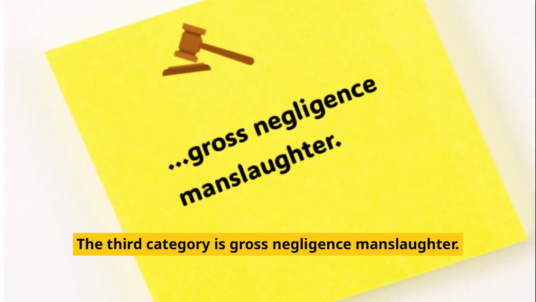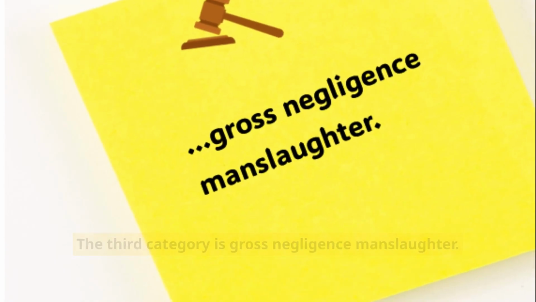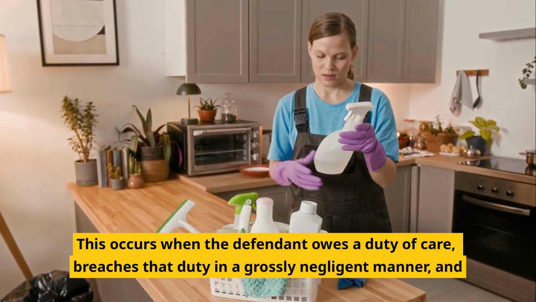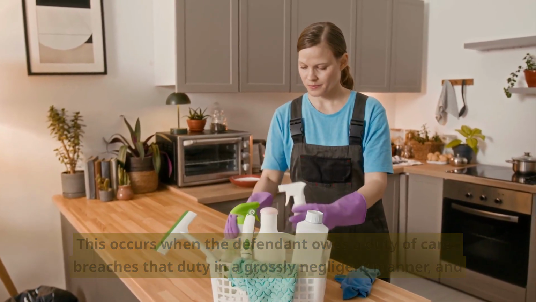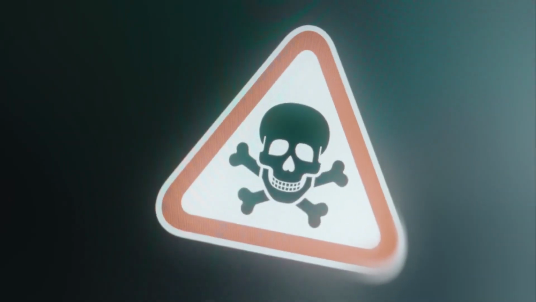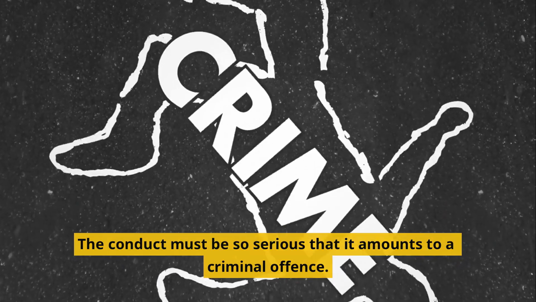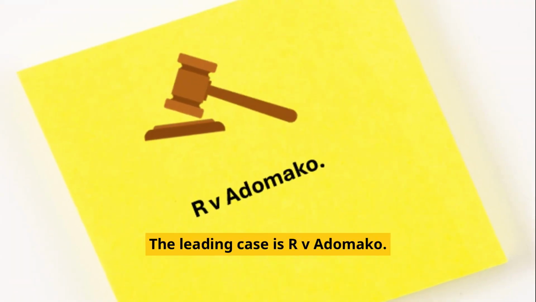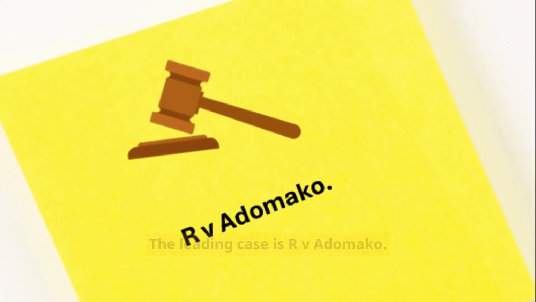The third category is gross negligence manslaughter. This occurs when the defendant owes a duty of care, breaches that duty in a grossly negligent manner, and causes death. The conduct must be so serious that it amounts to a criminal offense. The leading case is R versus Adomako.